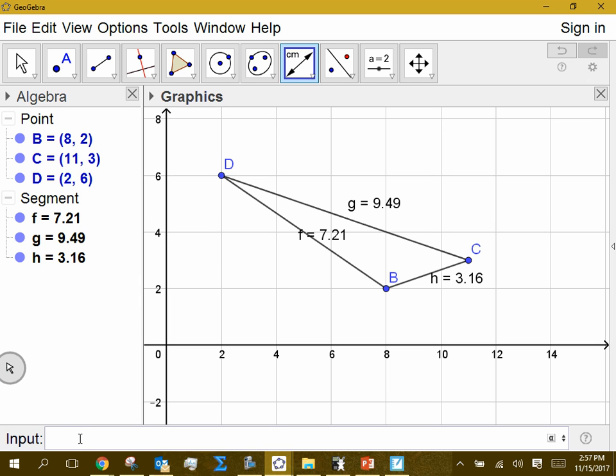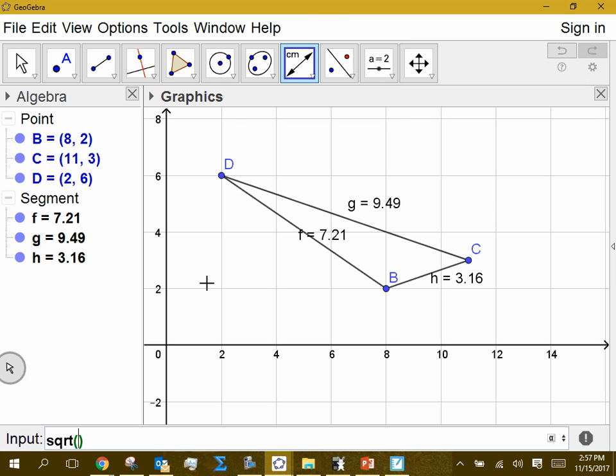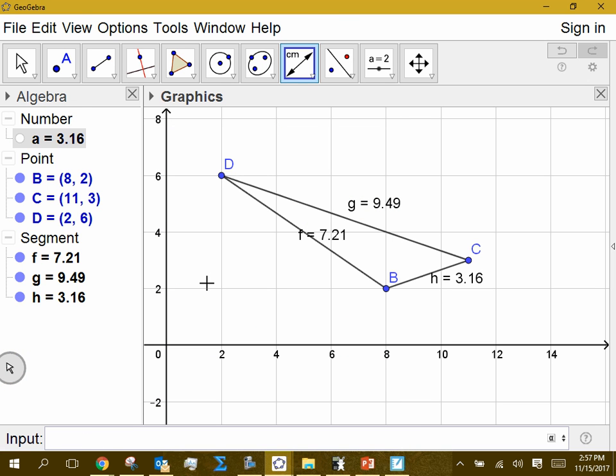But if I just want to figure out if I've done the algebra right, we said the square root of, I think it was BD? I'm sorry, BC was radical 10. So I'm going to type in square root of 10, and I get 3.16. I come over to BC. Was that 3.16? Okay, so I know radical 10 was done correctly by hand.